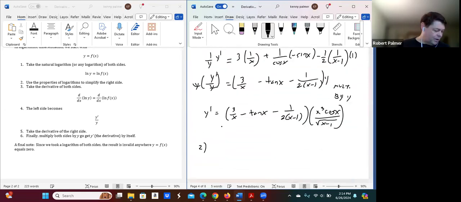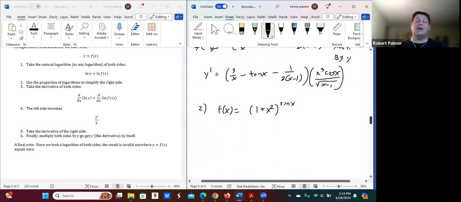So one more, a quicker one. Let's say this time we have f of x is equal to (1 plus x squared) raised to the power of the sine of x. Okay, it's an unusual expression. Once again, this wouldn't necessarily be too bad the usual way. Let's try it again using logarithmic differentiation.